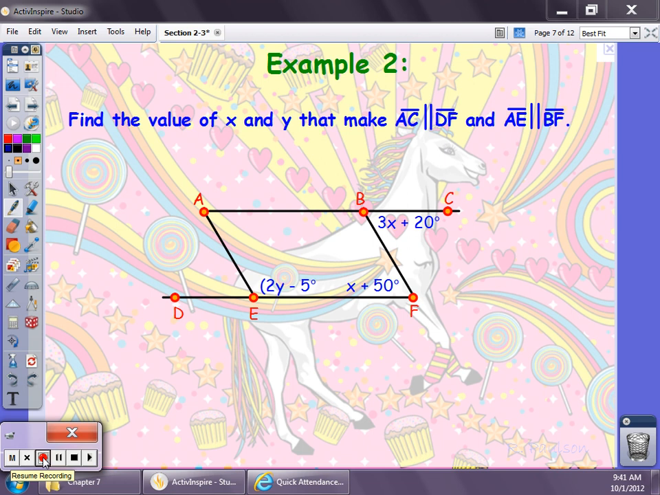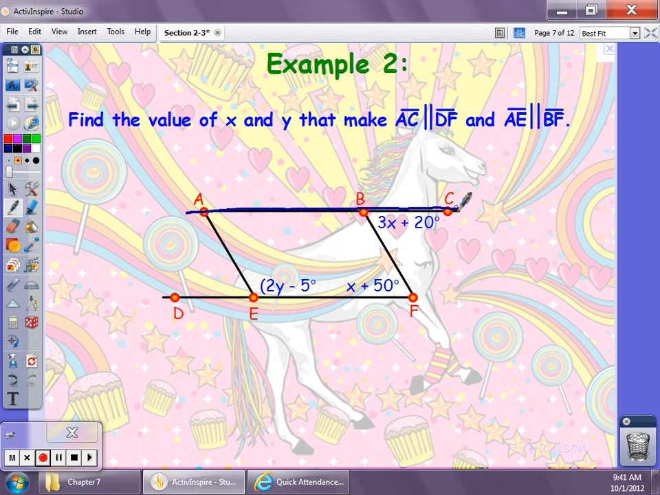In the next example, we want to find the value of x and y that will make segment AC parallel to segment DF and segment AE parallel to BF. We are first going to focus on segment AC, which is right here, and segment DF, which is right here. Now I'm going to look at where my x values are, and I'm going to go ahead and mark my transversal as segment BF.